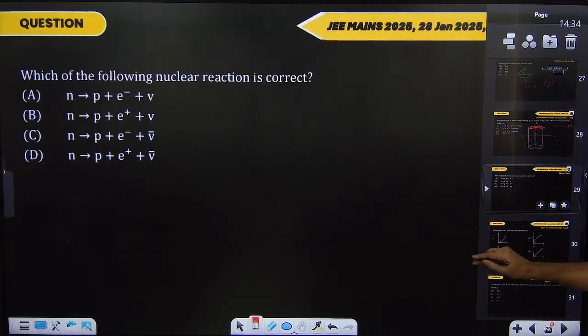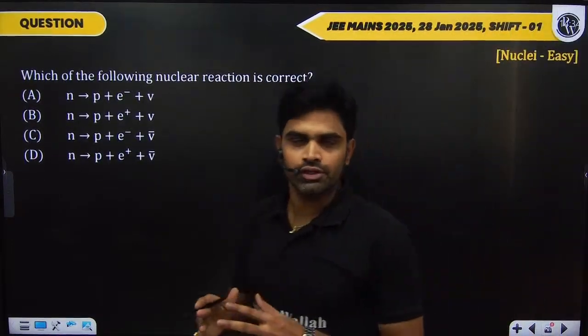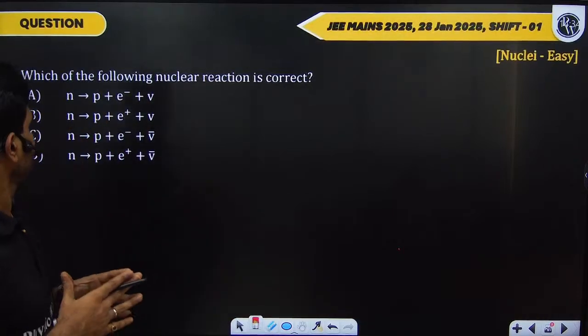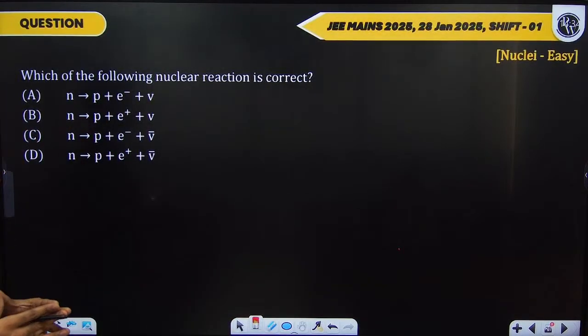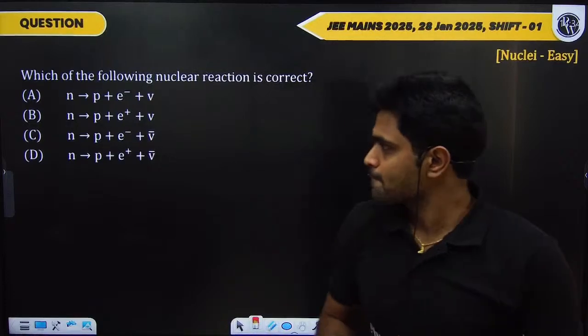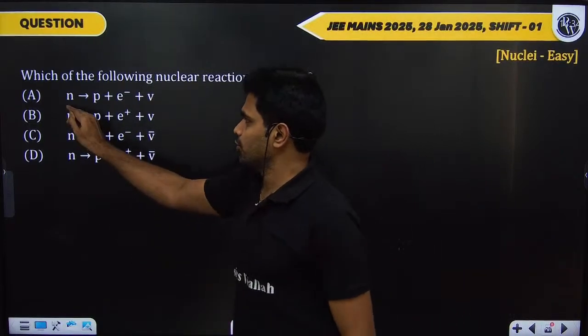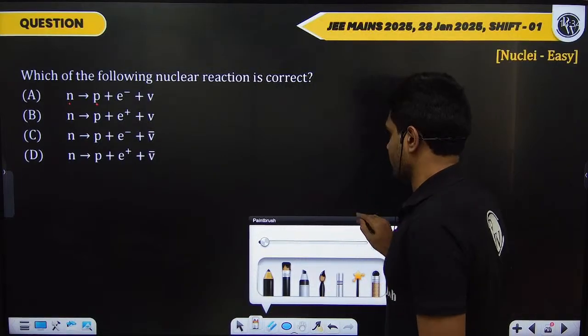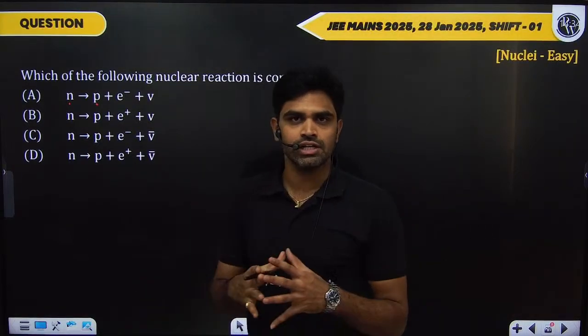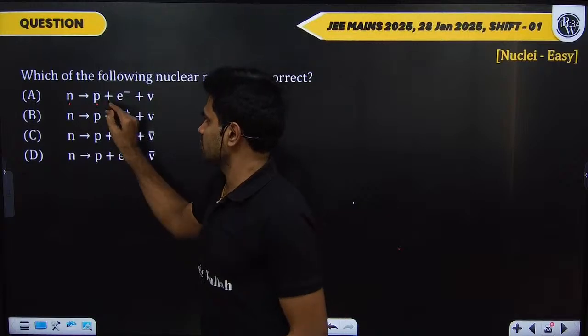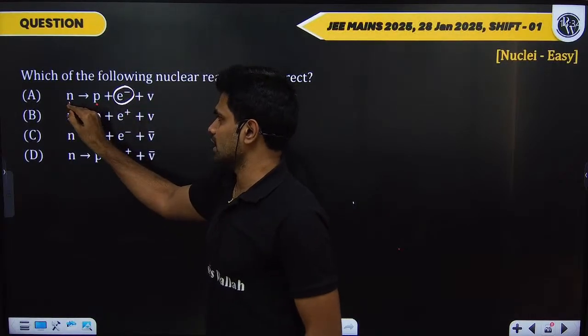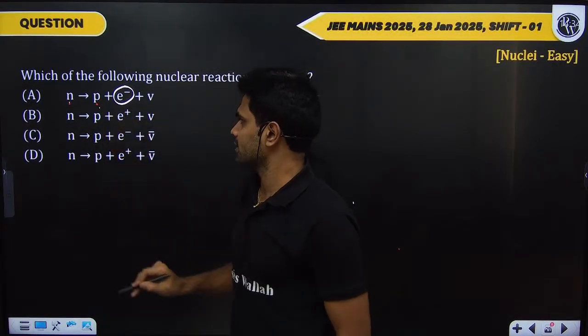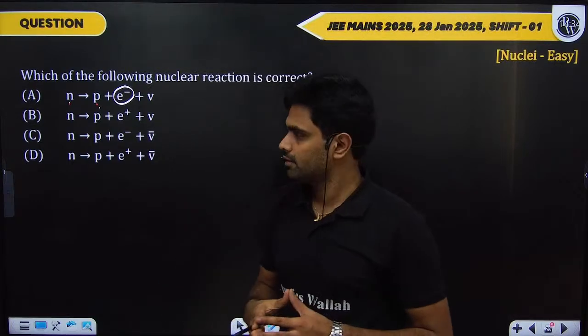Let's move to the next one. This is a direct, straightforward, very easy question. Which of the following nuclear reactions is correct? In all the reactions, a neutron is breaking into a proton. First you have to conserve charge. When we conserve charge, we get an electron, and a chargeless particle. So plus electron, right?